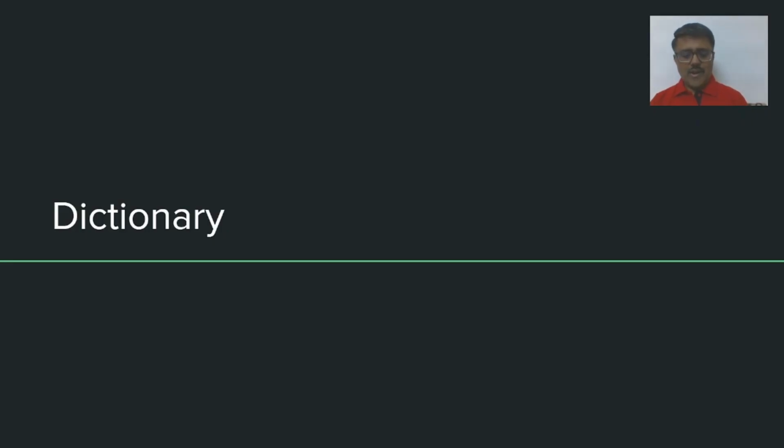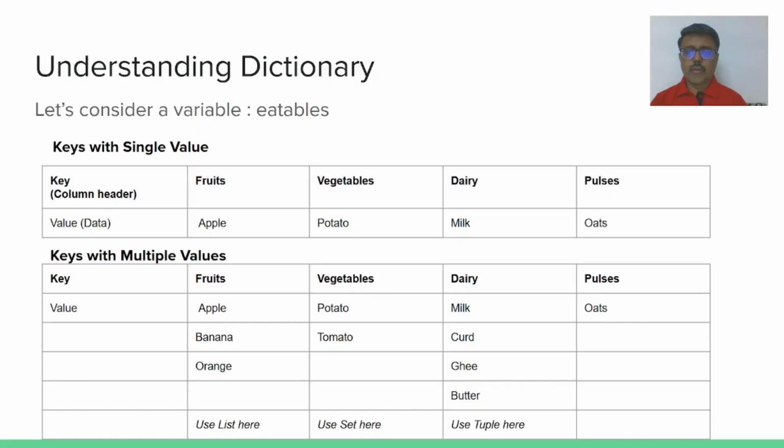With that thought, let's start with the dictionary. The word itself is very straightforward, right? What do you know about a dictionary? When you look into a dictionary, you look for a particular word and then you try to find the meaning of that word. All the words are there in alphabetical order, and for that word, you easily reach it and find out the meaning of the word.